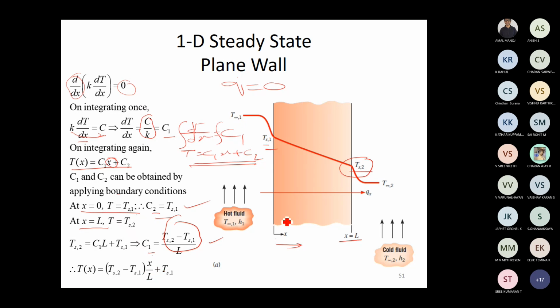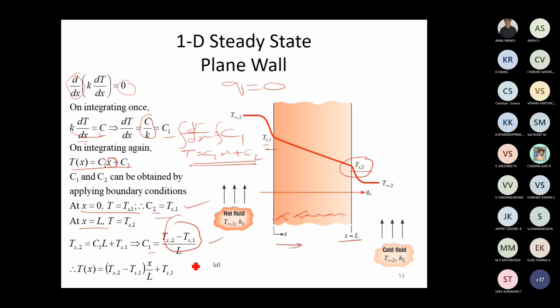x is the distance. You see, x can take any value. It can be here, here, here. So x changes from 0 to L. You can give any value of x from 0 to L, and you will know the temperature. So the temperature is equal to Ts2 minus Ts1 multiplied by x by L plus Ts1. So this is one equation, which is basically called the temperature distribution.